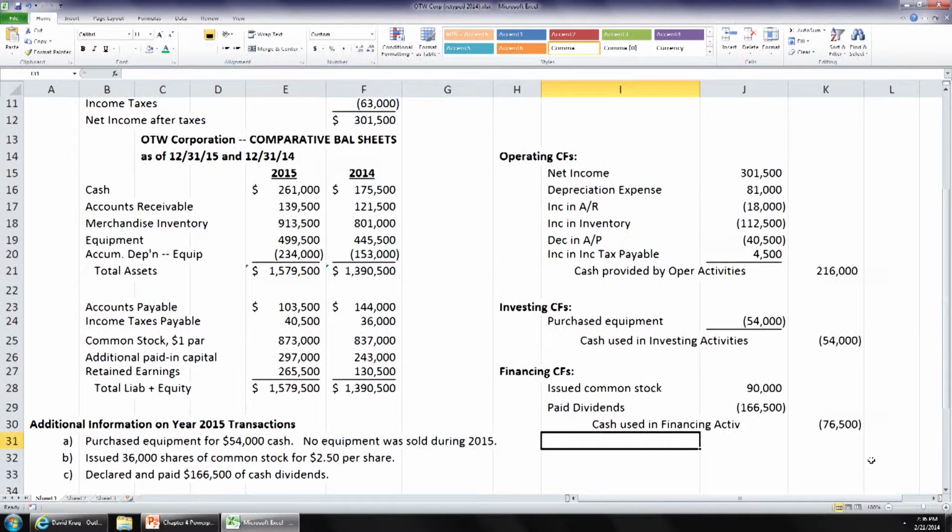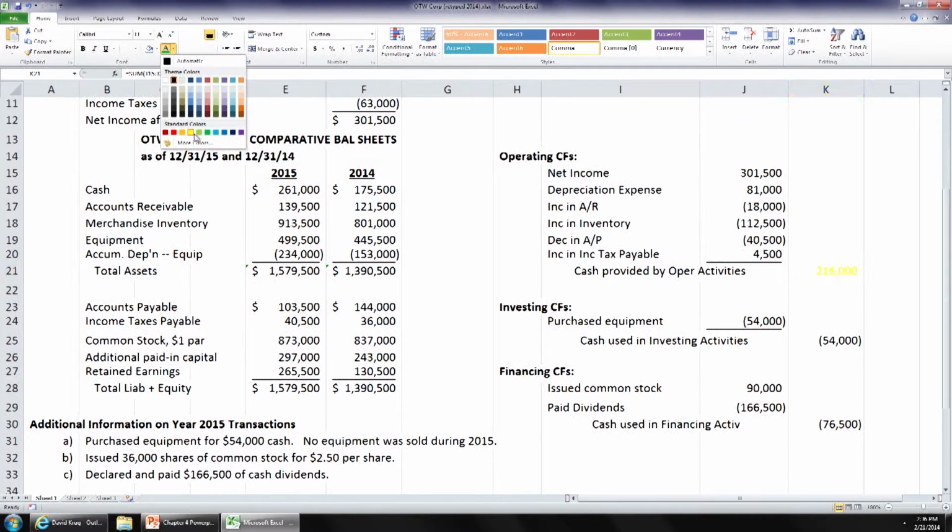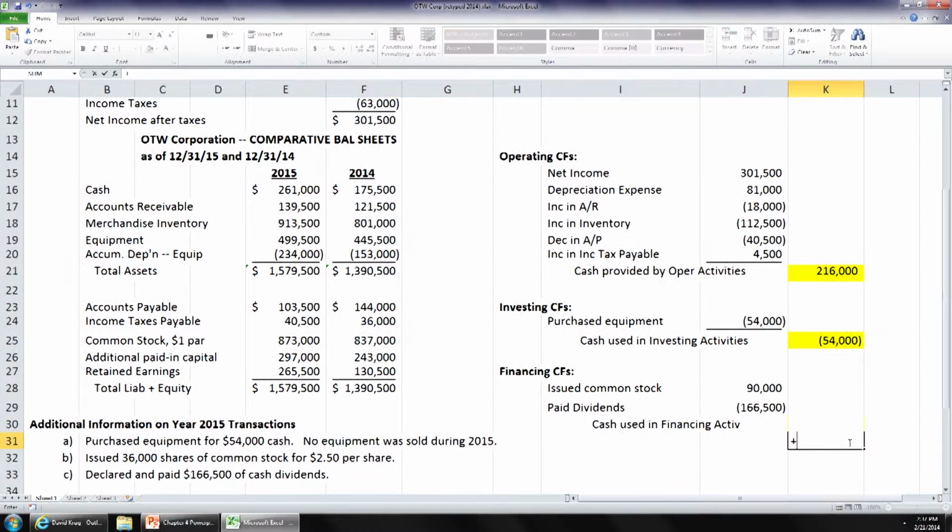Now what we have to do is add these three numbers up. Sorry about that. We want to add up these three numbers in yellow. Let's go ahead and do that with the magic of Excel. Those equal 85,500 positive. Does anybody have any idea what that number represents?